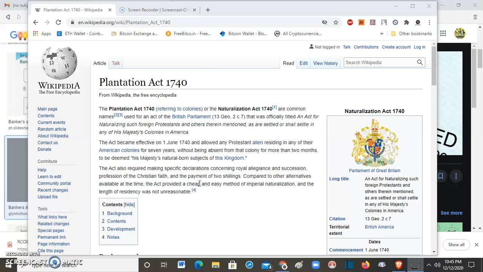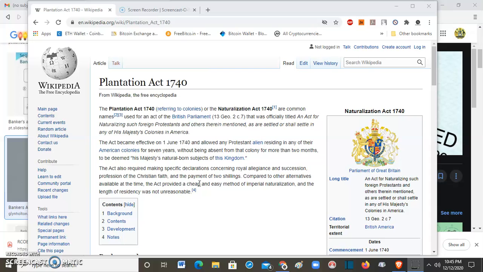The Plantation Act 1740, referring to colonies, or the Naturalization Act 1740, it's the same thing. That tells you what a free white person is and all these things. All that gibberish are common names used for an act of the British Parliament. So all these acts came from the British Parliament, the British structure of government, and we all know that's pre U.S.